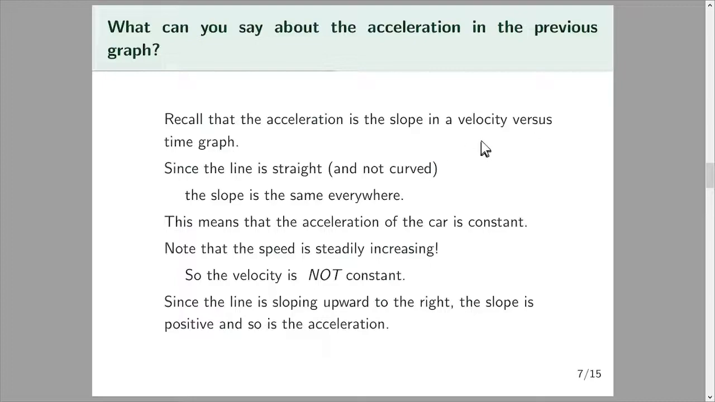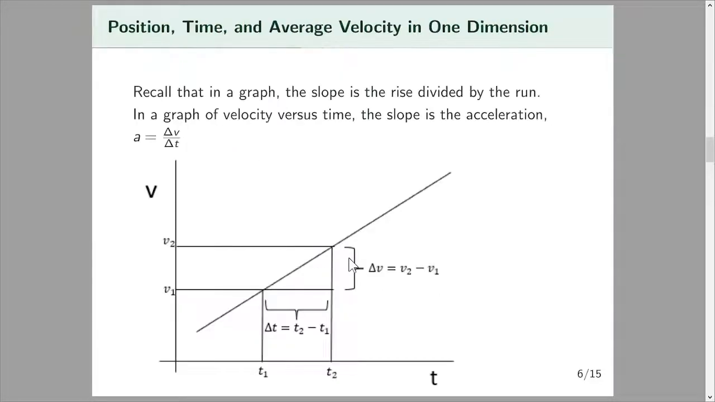Recall that the acceleration is a slope in a velocity versus time graph. Since the line is straight and not curved, the slope is the same everywhere. This means the acceleration of the car is constant. Note that the speed is steadily increasing, so the velocity is not constant. You guys see that hopefully, right? As time is marching forward here, the velocity is increasing, right?